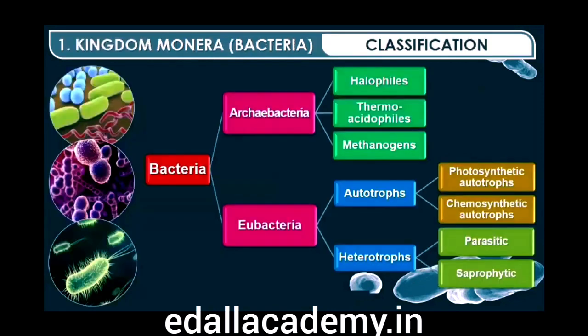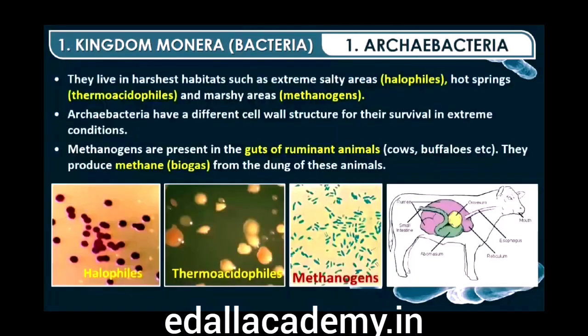First is archaebacteria. These bacteria are special since they live in some of the most harsh habitats such as extreme salty areas, halophiles; hot springs, thermoacidophiles; and marshy areas, methanogens. Archaebacteria differ from other bacteria in having a different cell wall structure, and this feature is responsible for their survival in extreme conditions. Methanogens are present in the gut of several ruminant animals such as cows and buffaloes, and they are responsible for the production of methane, biogas, from the dung of these animals.